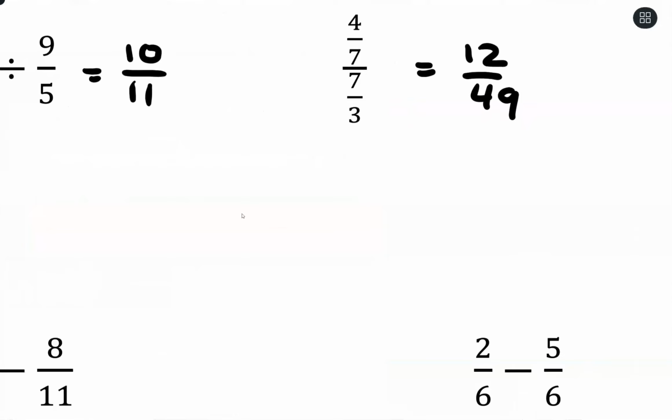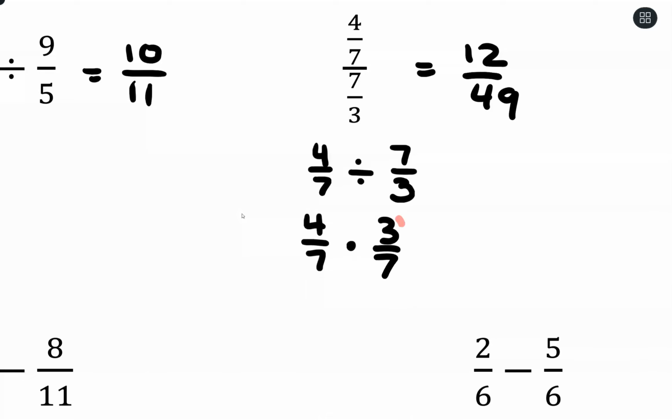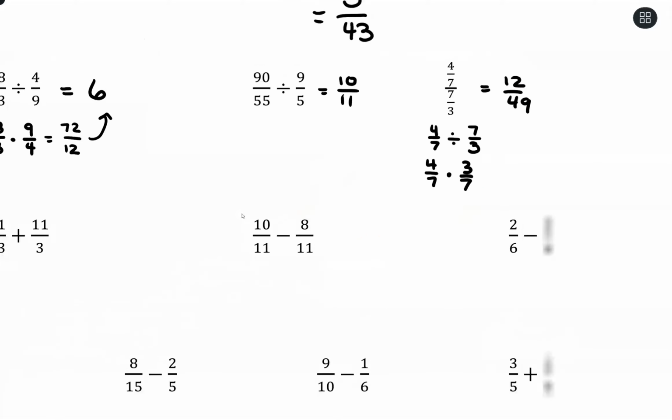So, and if you had this 4/7 divided by 7/3, you could write it this way in kind of a horizontal format. And then we could change it to 4/7 times 3/7. So there you can see 4 times 3 is 12. 7 times 7 is 49. So you can kind of check your answer with that.